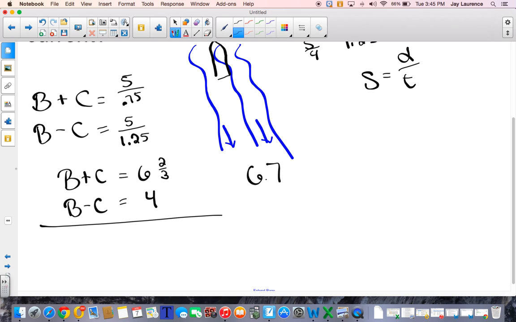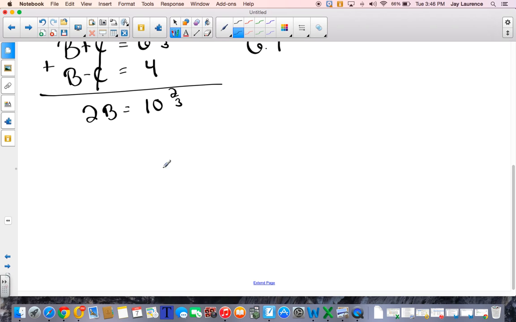So if I add these together, the currents cancel out because one's positive and one's negative. I'll get 2B, which will equal 10 2/3. Now, if I divide each side by 2, geez, do you think it's going to be 5 1/3? 10 2/3 cut evenly in half? I'll bet it will. So the boat speed will be 5 1/3 miles per hour.